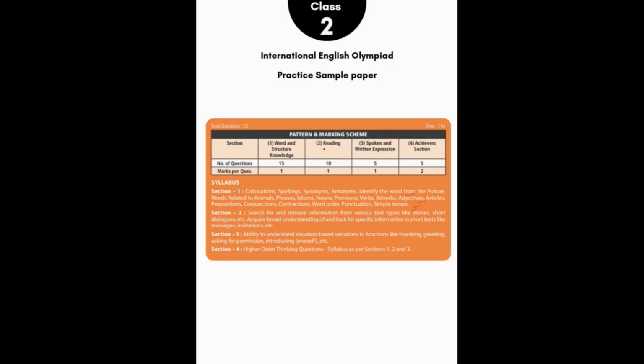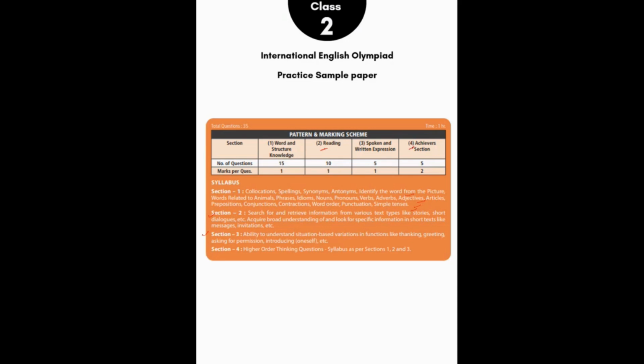In section 2, it would be reading that evaluates your reading capabilities. 10 questions, 1 mark each, including search for and retrieve information from various text types like stories, short dialogues, etc. The third one is spoken and written expression, with 5 questions carrying 1 mark per question. The syllabus for that is the ability to understand situation-based variations.